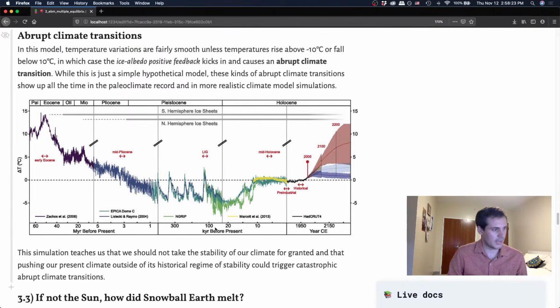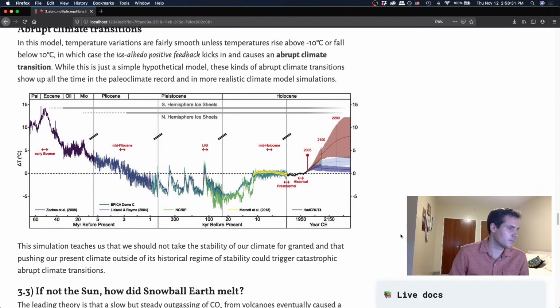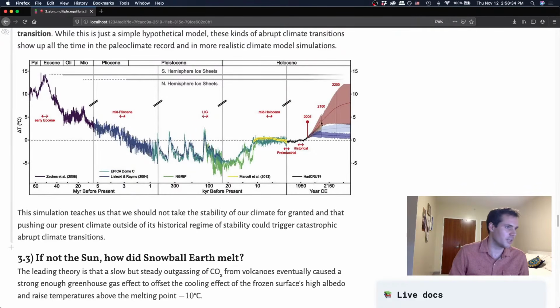So note that this x-axis here is logarithmic. So this is 10 million years here, whereas this is just 100 years in the future. So yeah, the takeaway here is that we're changing the climate possibly in the next 100 years about as much as has changed in the last few million years.